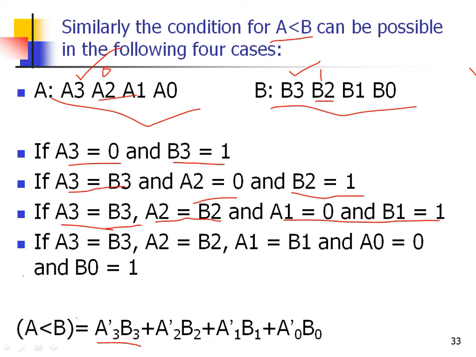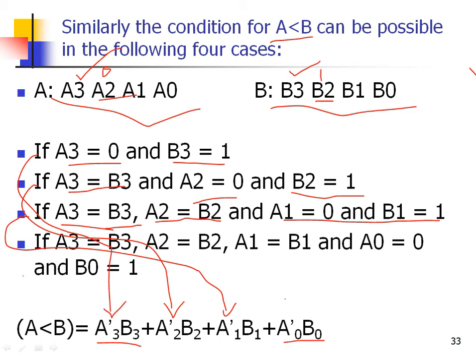Similarly, if A3 equal to B3 and A2 equal to B2 and A1 equal to B1, and A0 is equal to 0 and B0 equal to 1, the condition is A less than B. That is what is given here as A0 bar B0. For the third case, it is given here as A1 bar B1, and for the second case, as A2 bar B2. Similarly, here it is A3 bar B3.